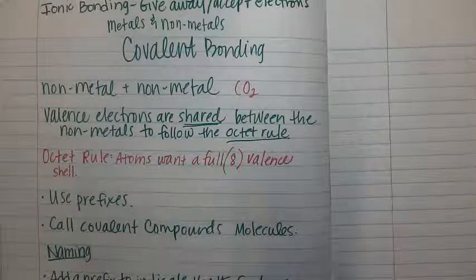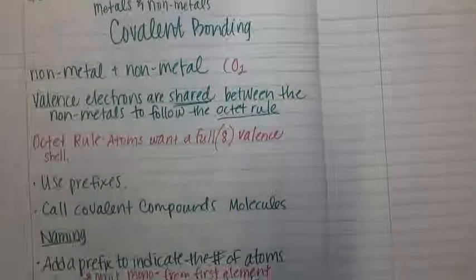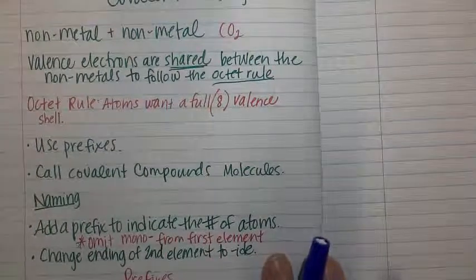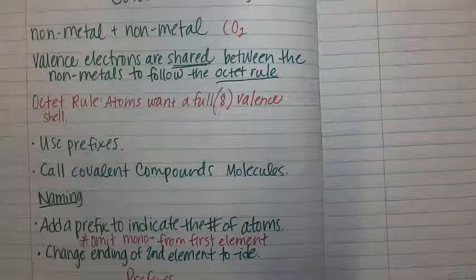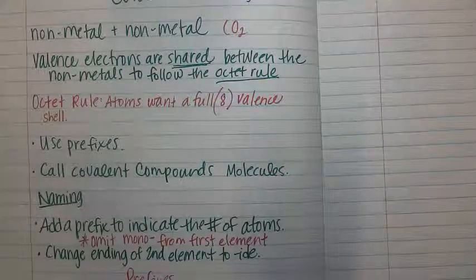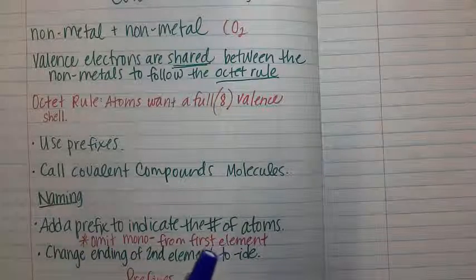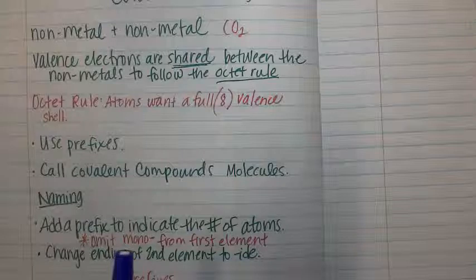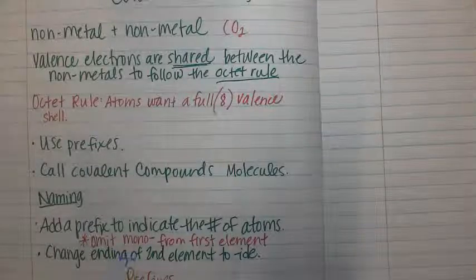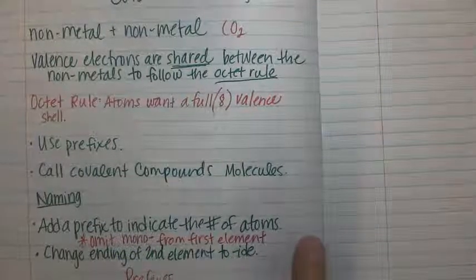8 valence electrons. In order to name covalent bonds, we're going to use prefixes, which I'm going to show you in a minute. And whenever we have a covalent compound, we normally call that a molecule. Now, when we name, we add a prefix to indicate the number of atoms, except whenever your first element only has 1. And during that case, you're not going to use the word mono. And we're going to do a couple of examples with that.